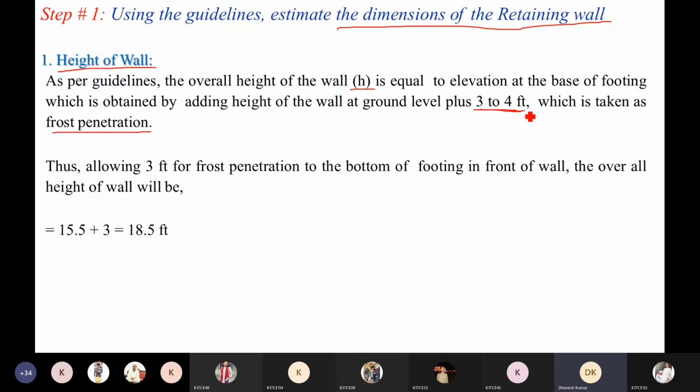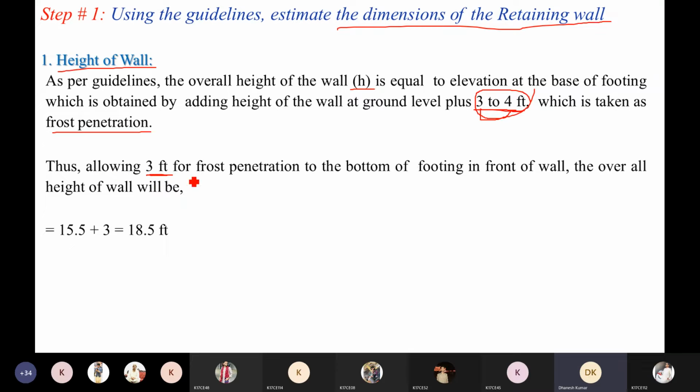And I have told you what we understand of frost penetration, that sometimes, in some weathering conditions, your wall does penetrate a bit, does go down a bit due to some flexibility of the soil. So in order to counter that effect, we have to add 3 to 4 feet at least to our total height of the wall. So thus allowing 3 foot, for example, our range is from 3 to 4 foot, and we are taking 3 foot as a frost penetration.